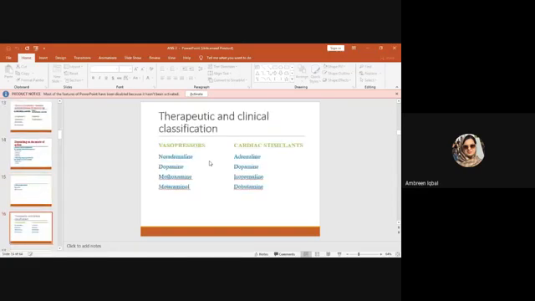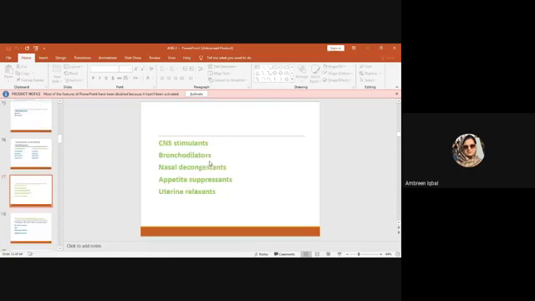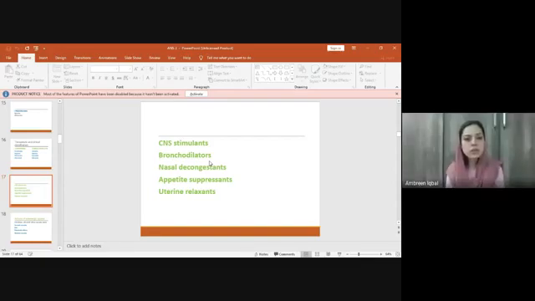Then we have a third classification, based on therapeutic action or clinical classification, with the names vasopressor, cardiac stimulant. Vasopressors are vasoconstrictors that promote vasoconstriction, like noradrenaline, dopamine, methoxamine, metaraminol. Cardiac stimulants are those that purely act on the beta-1 receptors on the heart, like adrenaline, dopamine, isoprenaline, and dobutamine. Then the third one is CNS stimulants. A few of these drugs have a tendency that they can cross the blood-brain barrier, so they can stimulate the CNS, like amphetamine and ephedrine.